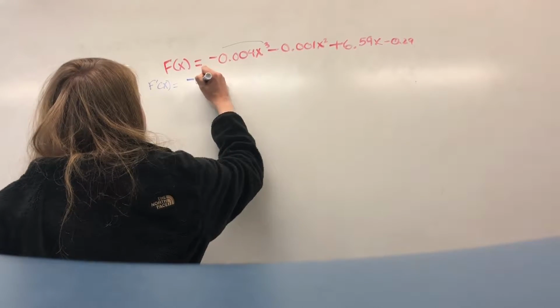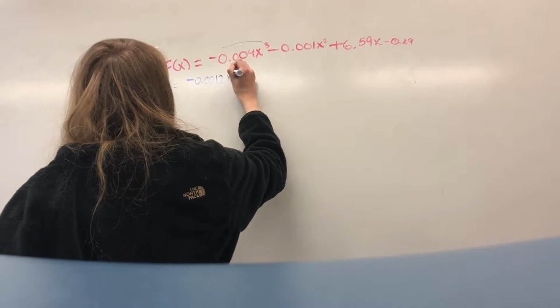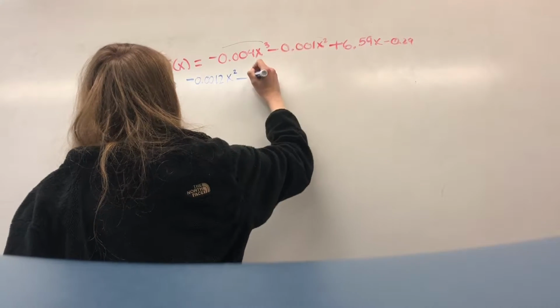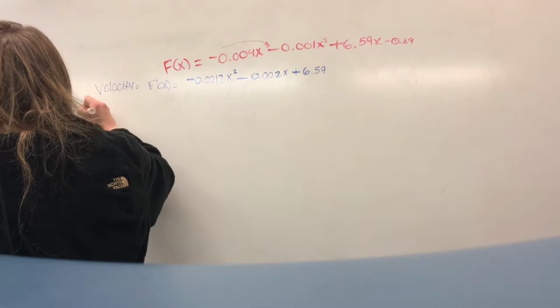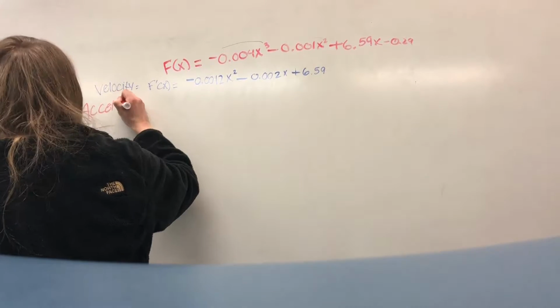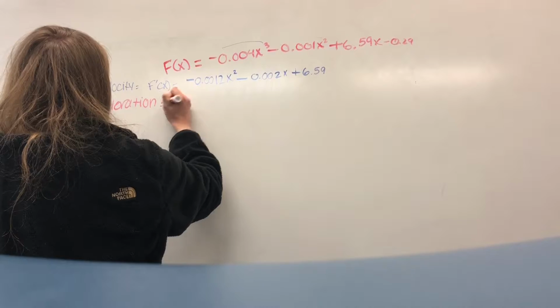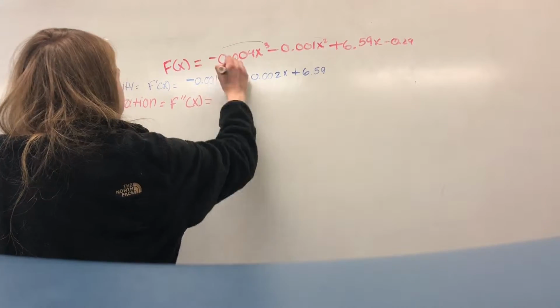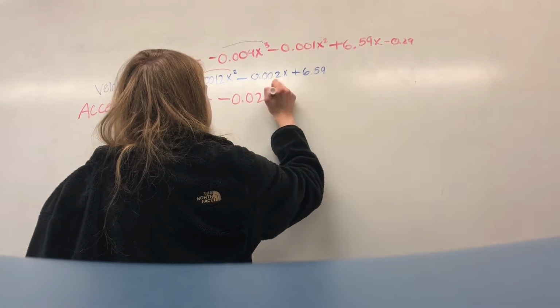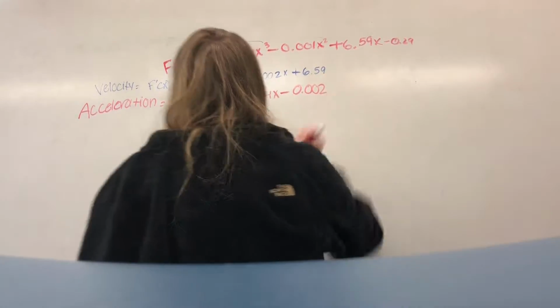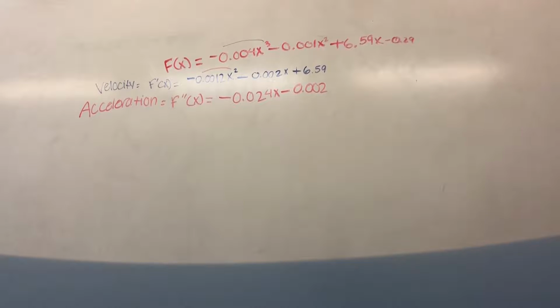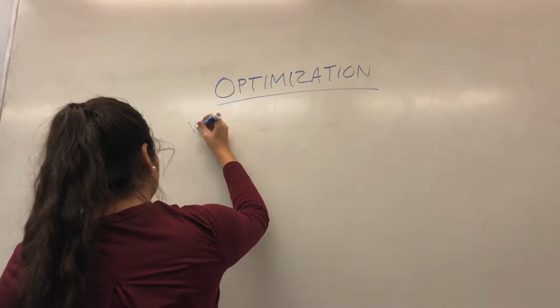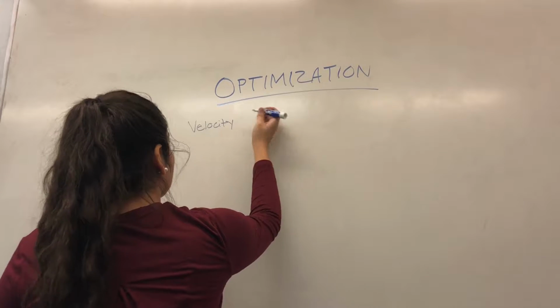To find the velocity, we found the derivative of our original function, which was negative 0.012x² minus 0.002x plus 6.59. After finding the velocity, we found the acceleration, which is the second derivative of our original function, negative 0.024x minus 0.002.